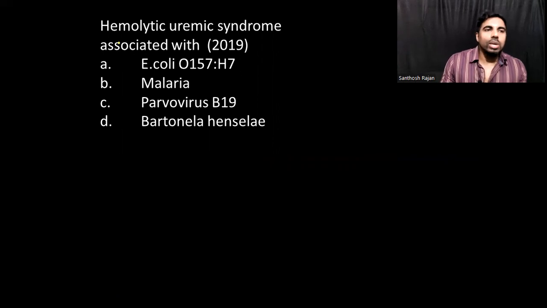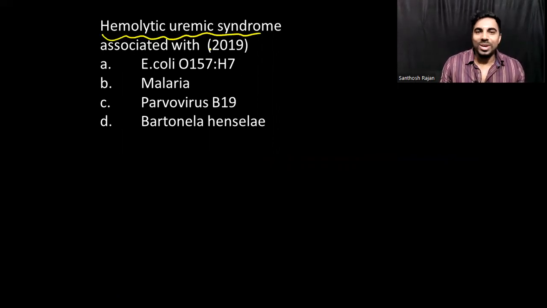Now, hemolytic uremic syndrome. When you hear hemolytic uremic syndrome, you will remember E. coli O157. Not malaria. In malaria, you have hemoglobinuria, the black water fever. There will be black water fever. It has hemoglobinuria, but that is black water fever. That's a different story.